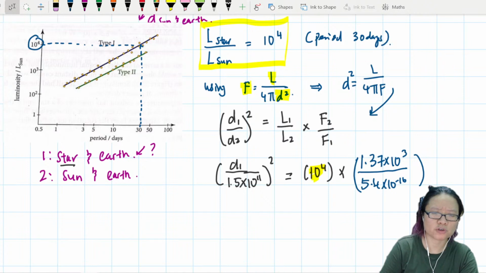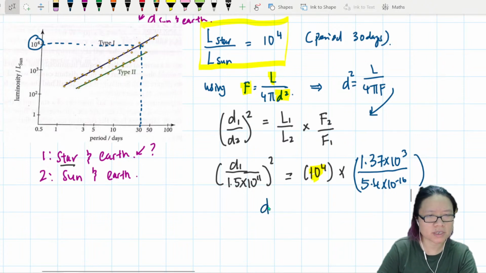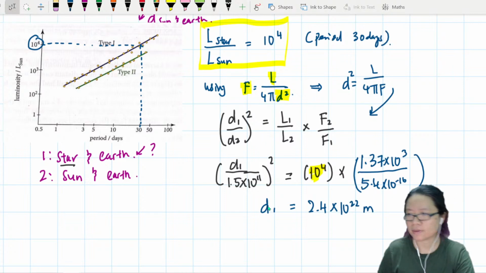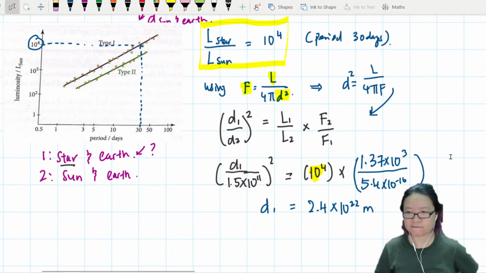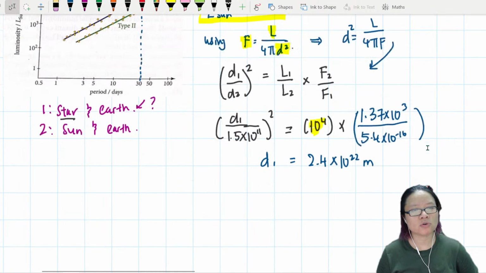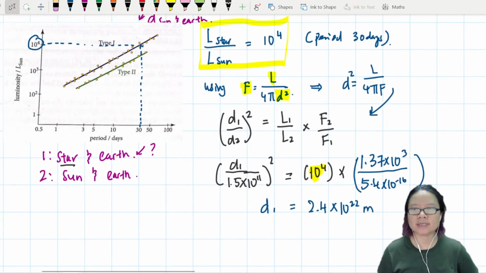So I got 2.389 times 10 to the power 22. Okay, so you can say D1 is 2.4 times 10 to the power 22 meter. Okay, so this one is probably how it should come out.